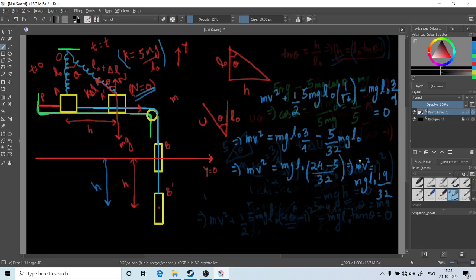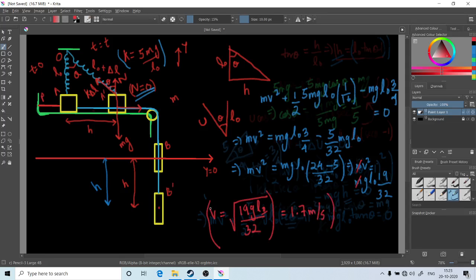Therefore, the mass gets cancelled. For v equals root over 19 g L0 divided by 32. This is our final equation. On substituting the values of L0 and g, we get 1.7 meter per second. This is our final answer.